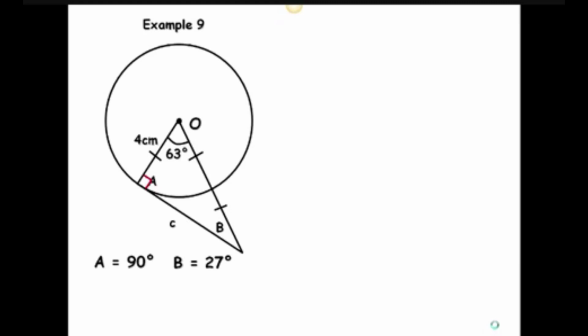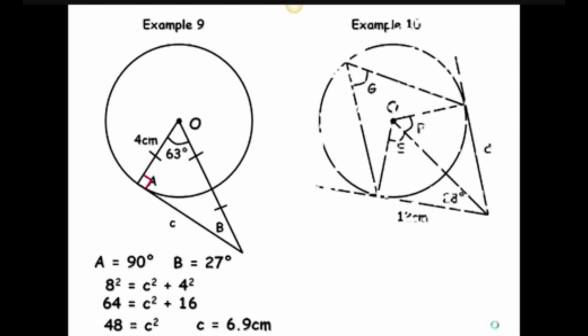Well, first of all, let's go to B. So obviously we've got 3 angles of a triangle add up to 180 degrees. We know A is 90, we know the 63 at the centre. Take those away from 180, we get B to be 27. So let's go back to Pythagoras. We've got one of the shorter sides is 4, the other shorter side is C, we don't know, and of course the hypotenuse is 8 because it's made up of 2 of those equal lengths, so 2 4s. So square everything. The numbers are on different sides, so we take the difference, we square root, and we get C is 6.9 centimetres.